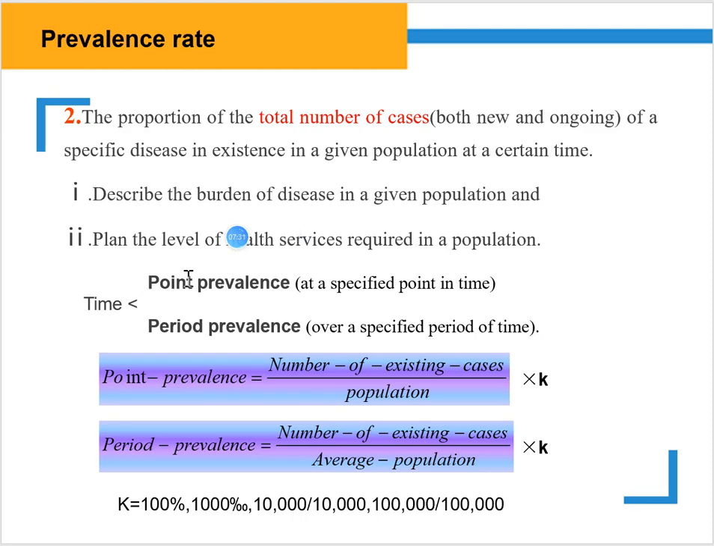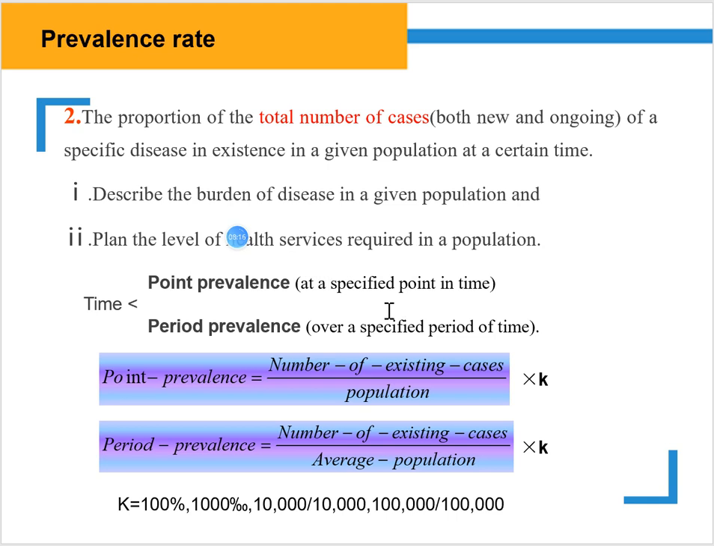Prevalence rate is the proportion of the total number of cases, both new and ongoing, of a specific disease in existence in a given population at a certain time. Total number of cases means all cases, including new and old cases. Prevalence measures all cases of disease in a population, both new and ongoing, and is used to describe the burden of disease in a given population and plan the level of health service required in a population.